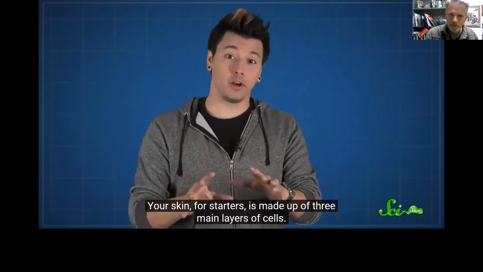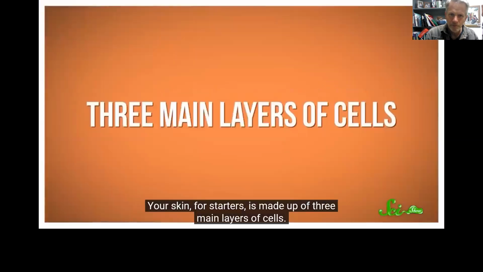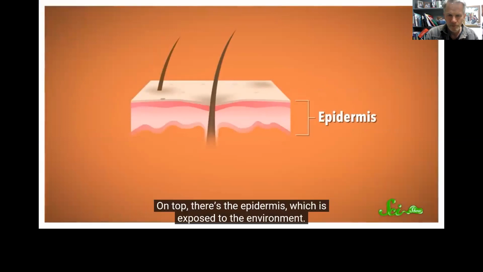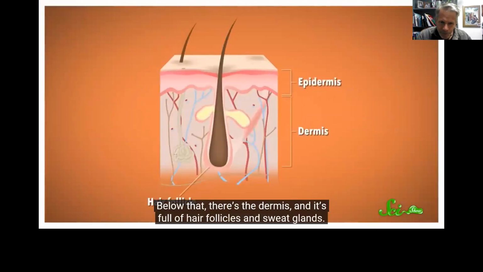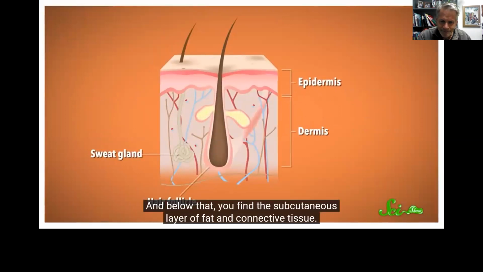Your skin, for starters, is made up of 3 main layers of cells. On top, there's the epidermis, which is exposed to the environment. Below that, there's the dermis, and it's full of hair follicles and sweat glands. And below that, you find the subcutaneous layer of fat and connective tissue.